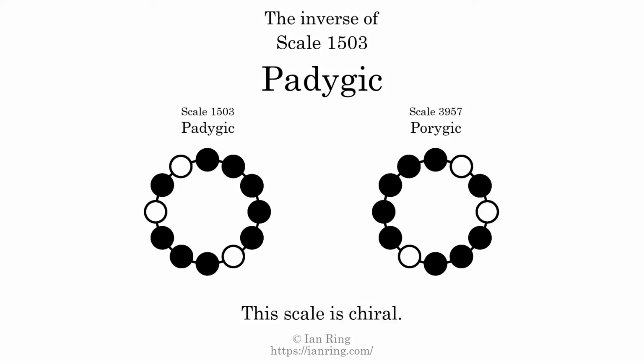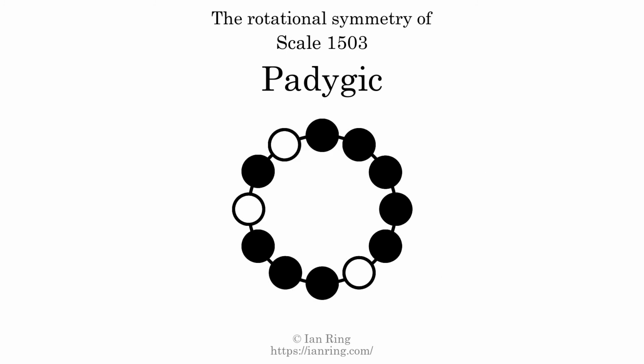The inverse of a scale is a mirror image. It is what you get when the sequence of intervals is reversed. The inverse of this scale is scale 3957, also known as Padygic. This scale is chiral. It cannot transform into its inverse by rotational transformation. This scale has no rotational symmetry.